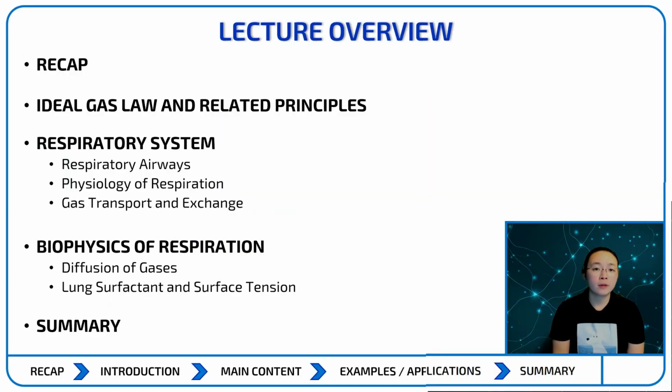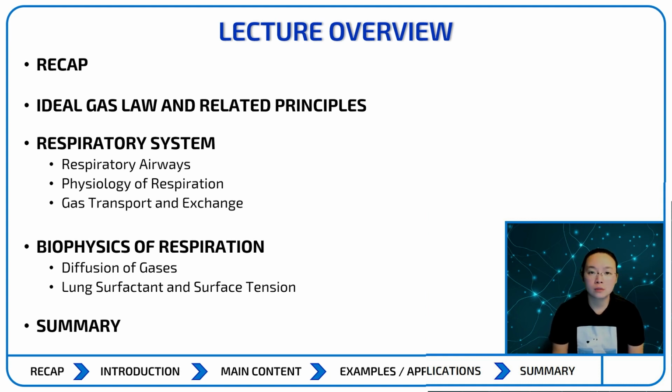Just like I said before, I'm going to go through a quick recap first of fluid flow in plants, and then I will go through the ideal gas law and some related principles. After we know the different equations that we can use for this chapter, we can move on to understanding how the respiratory system works in our human bodies: going through respiratory airways from the trachea down to your bronchioles and your alveoli, how we breathe in and out, and how gas is transported and exchanged with our bloodstream.